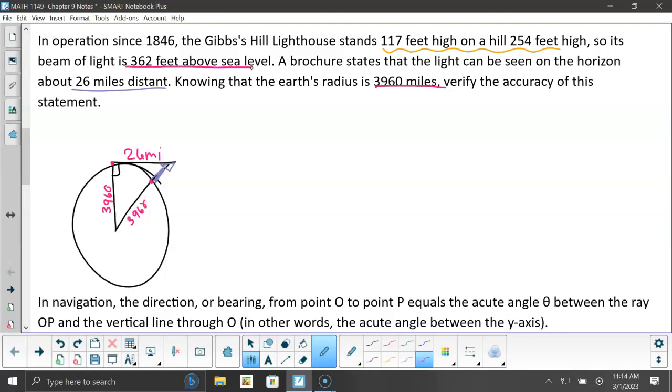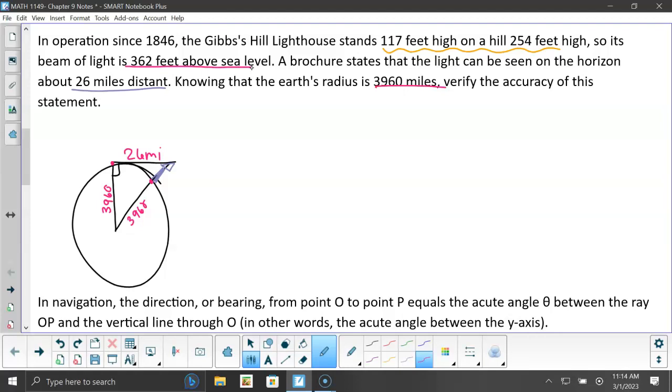The height of the rock is 254 feet, and the height of the lighthouse is here. No, I don't even care. This is just extra crap to throw you off. But I care where the light's coming out. I don't care about the height of the lighthouse. I care about the light.